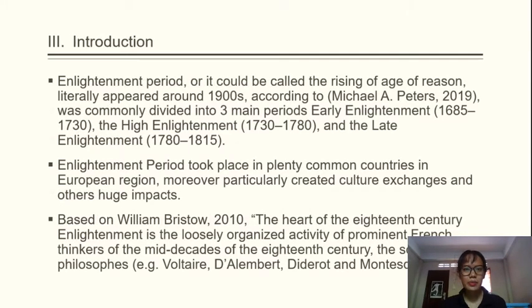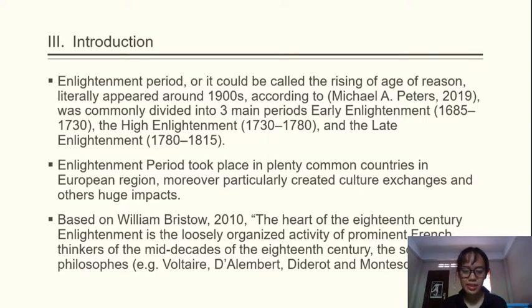So, introduction. The Enlightenment period could be called the rising of the age of reason. According to Michael A. Peter in 2019, it is commonly divided into three main periods: the early Enlightenment period, the high Enlightenment period, and the late Enlightenment period. The Enlightenment originated in the UK, in British society, but it also took place in other countries in the European region, and it particularly created cultural change and achieved high impact.